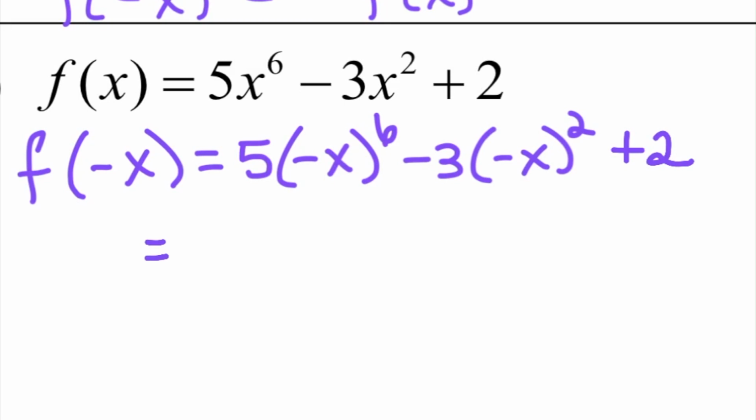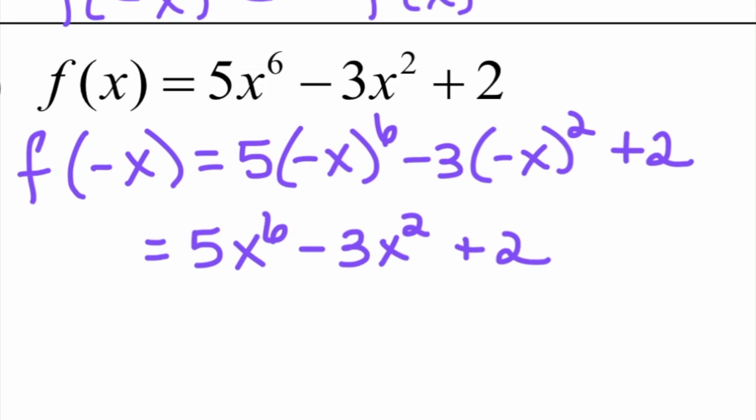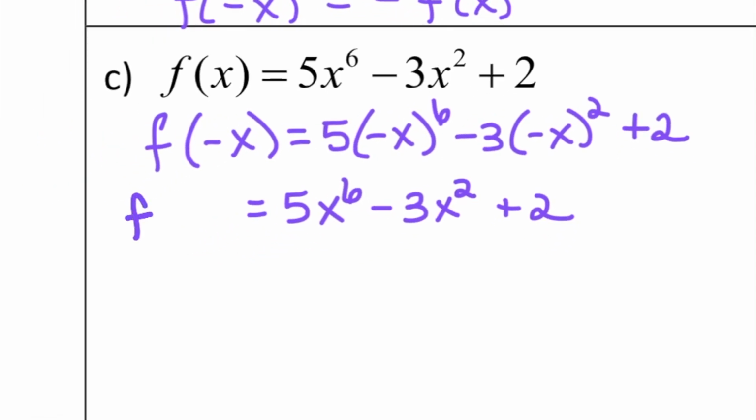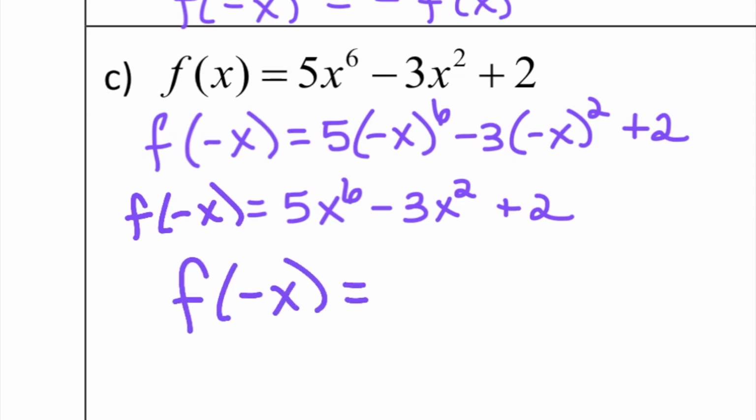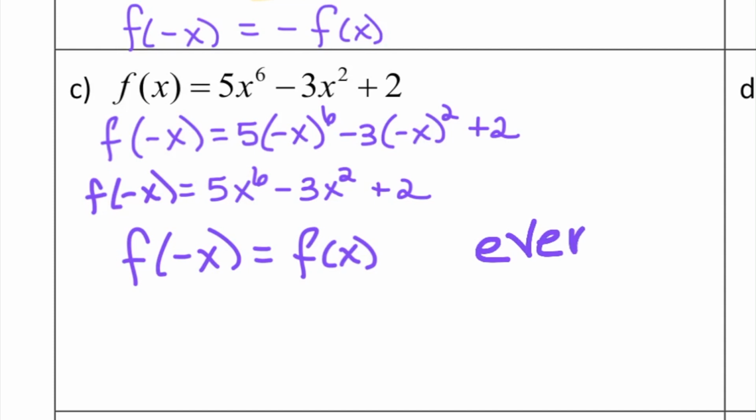And when you have an even power on a negative x, it keeps the same sign as the original, so this will become 5x to the positive 6 minus, and then an even power on negative x is going to keep the term with the same sign, so 3x squared, and then plus 2, and positive 5x to the 6 minus 3x squared plus 2. If that's what you get when you compute f of negative x, then you have proven that f of negative x is exactly the same as the original function f of x, and therefore that function is even.